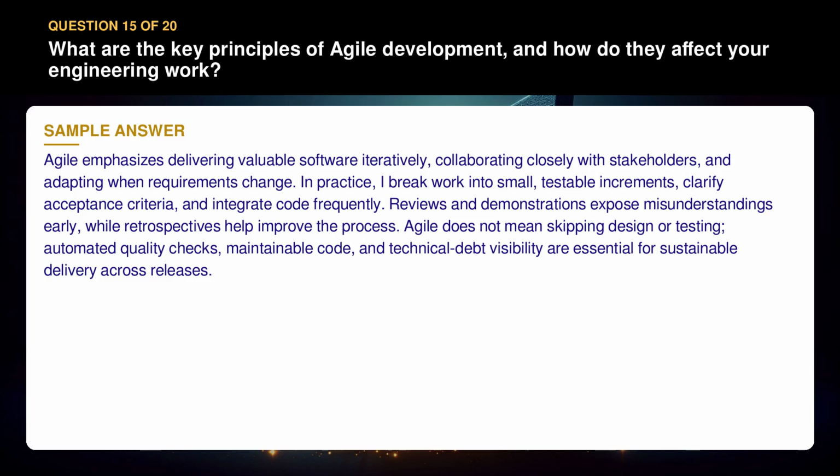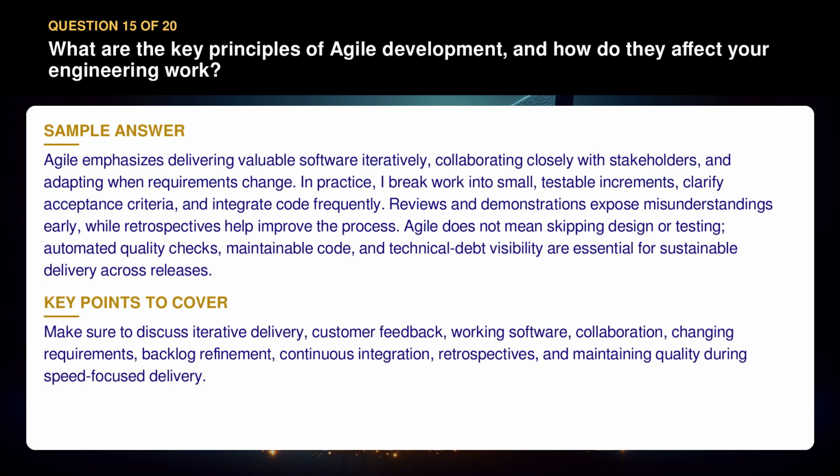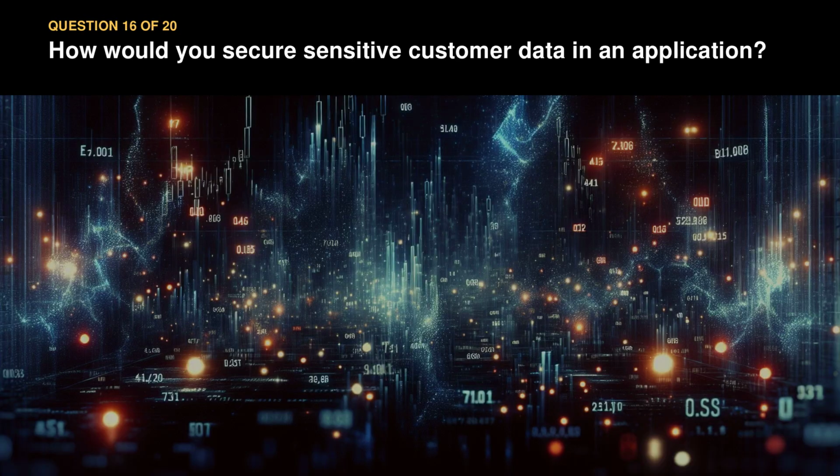Agile does not mean skipping design or testing. Automated quality checks, maintainable code, and technical debt visibility are essential for sustainable delivery across releases. Make sure to discuss iterative delivery, customer feedback, working software, collaboration, changing requirements, backlog refinement, continuous integration, retrospectives, and maintaining quality during speed-focused delivery.